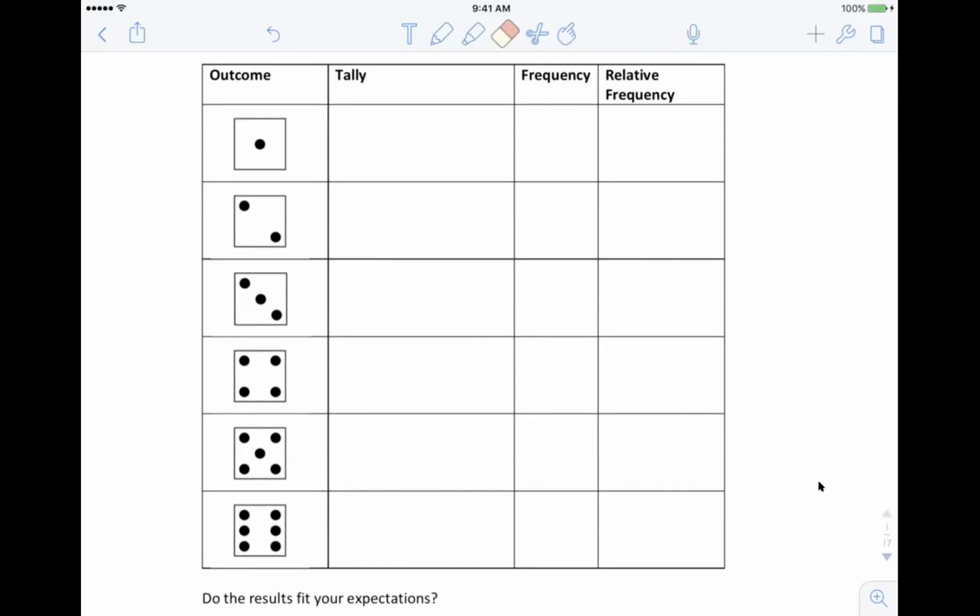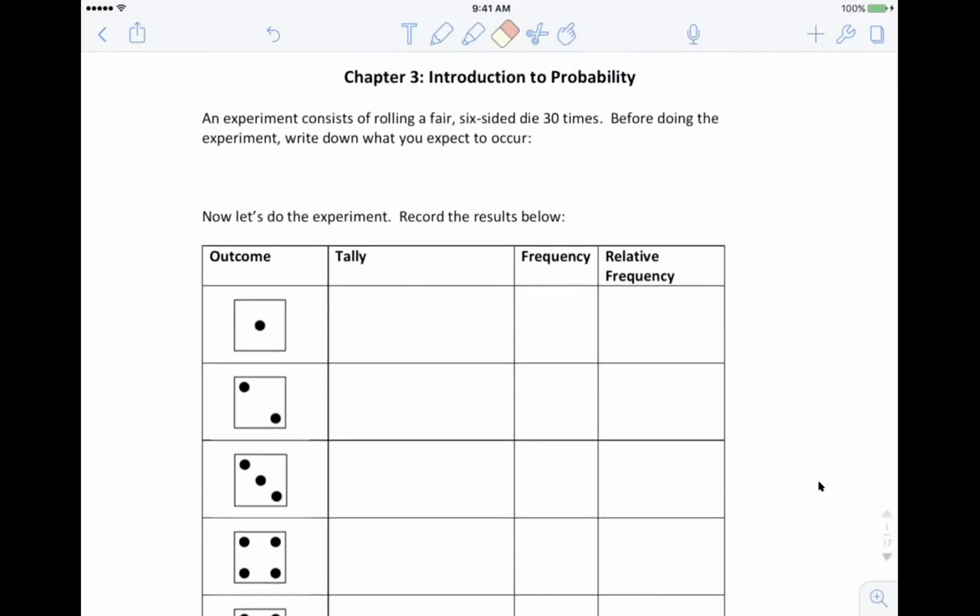So what would you expect to occur if we do it 30 times? In other words, how many of each one might you expect? So make some expectations. You can jot it down on your own there. There's some space. And then we'll do the experiment. So if you want to hit pause and think about it for a moment, feel free.